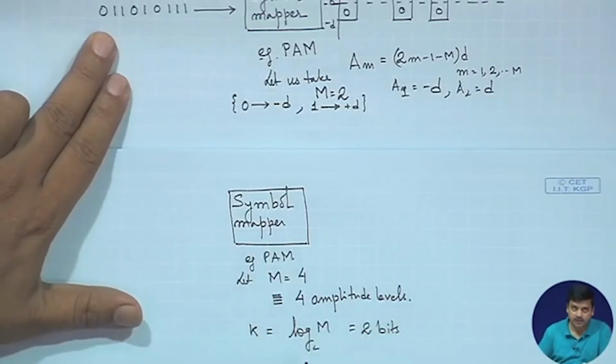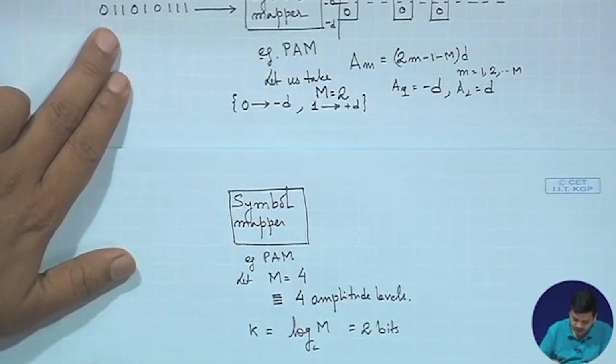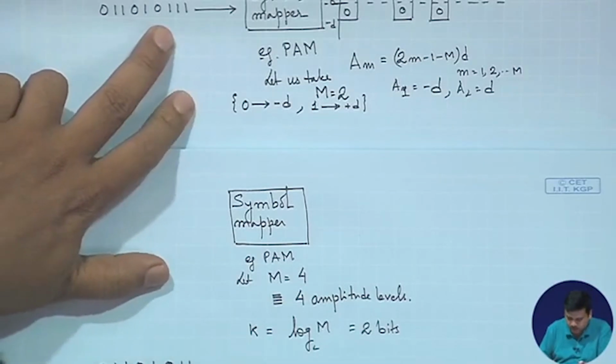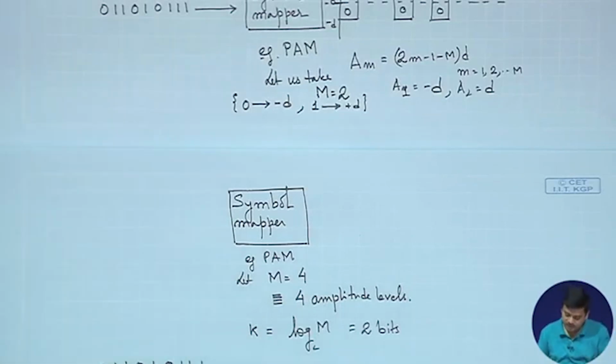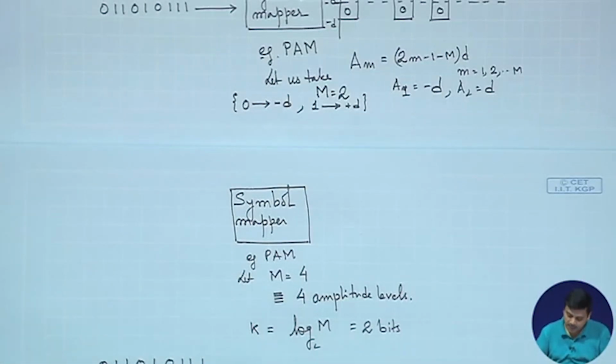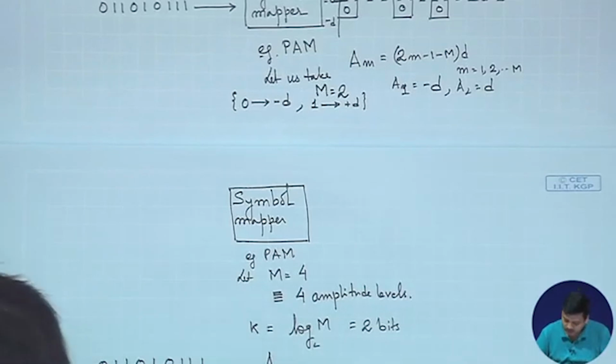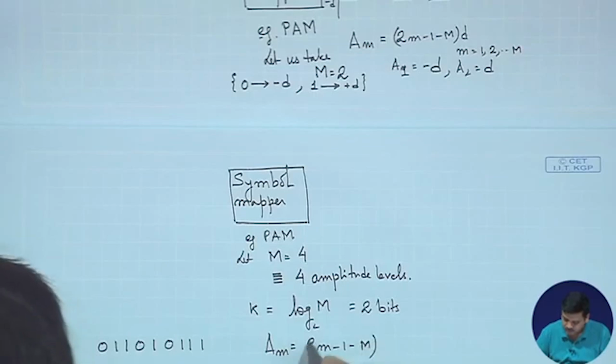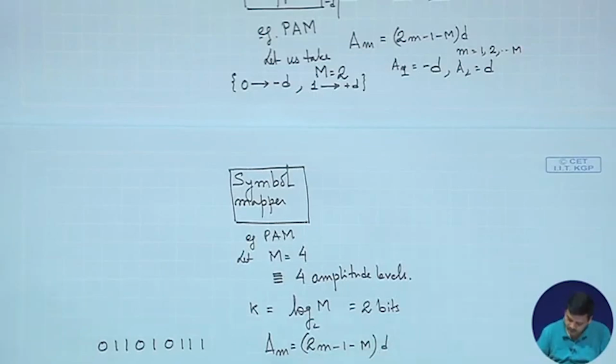So, if we are taking this sequence, we have the input sequence 0, 1, 1, 0, 1, 0, 1, 1, 1. Suppose we have this sequence. So, we have to find what amplitude levels do we have. So, if we use the same method, we are going to get A 1 is equal to 2 minus 1, that is 1, minus 4, that is minus 3, times d, it is minus 3 d.